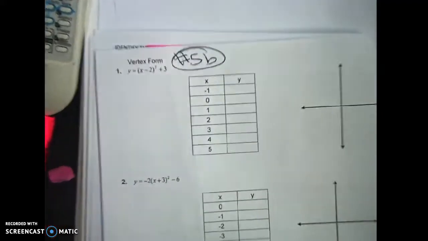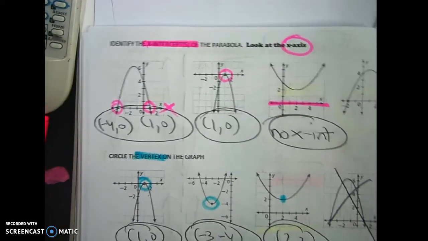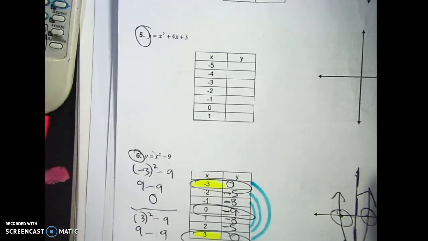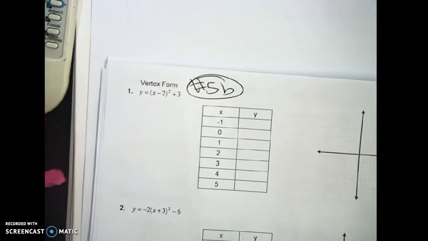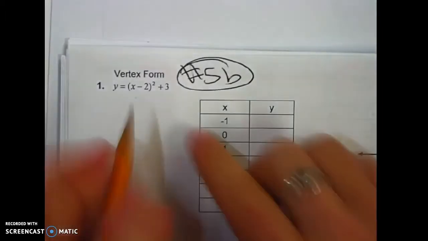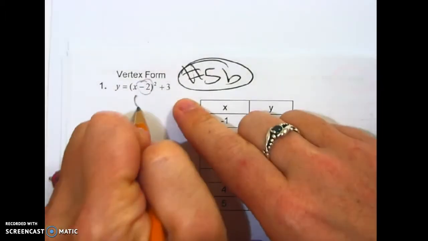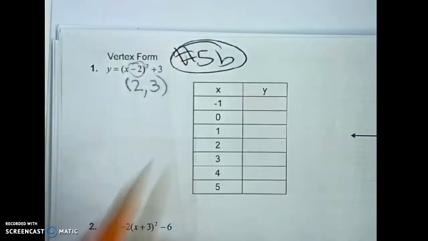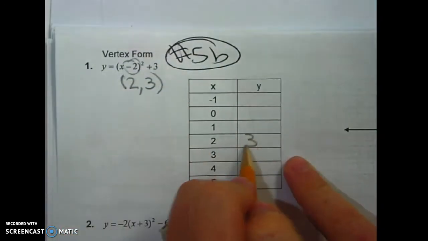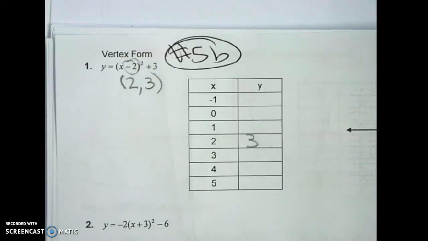So on the previous page, we covered standard form. And now we're going to do the same thing, but in a slightly different form. It's called vertex form because you can find the vertex right away, just like that. To find the vertex, you take the opposite of that number and the y value. Now, once you know the vertex, you can just come over here, and that is your vertex, okay?